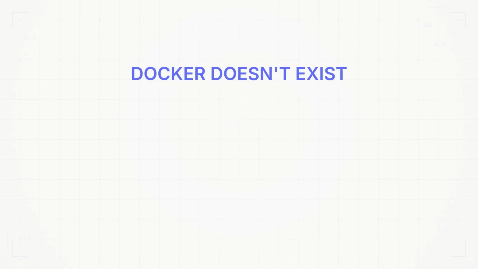If you look inside the Linux kernel source code, you will find code for networking, code for memory management, and code for file systems, but you will search in vain for a container object. The truth is, Docker doesn't exist, at least not in the way we think it does.